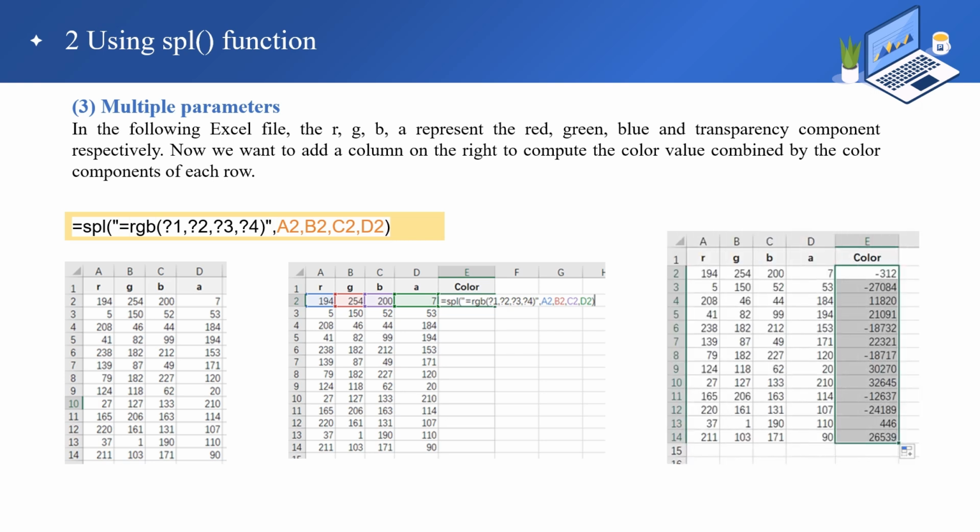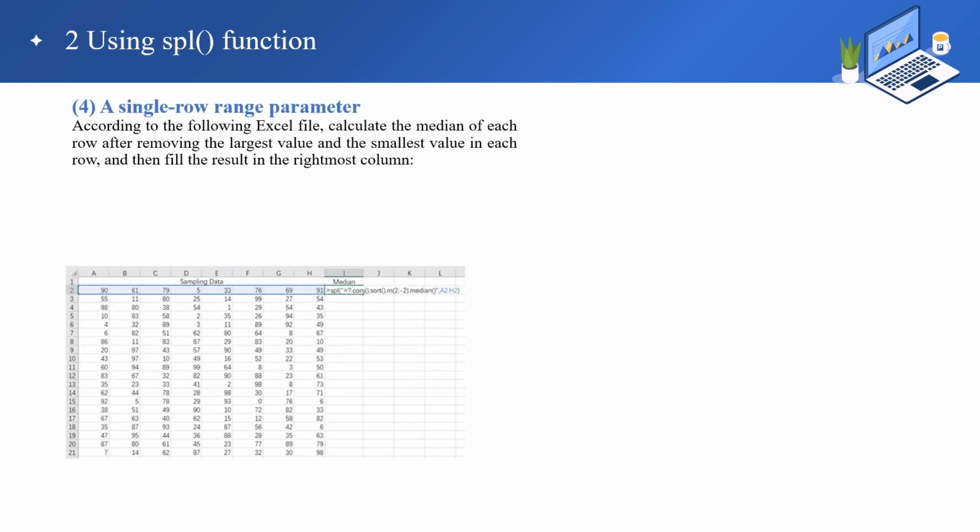Then drag E2 down to every relevant cell to obtain all results. 4. A single row range parameter. According to the following Excel file, we want to calculate the median of each row after removing the largest value and the smallest value in each row, and then fill the result in the rightmost column.